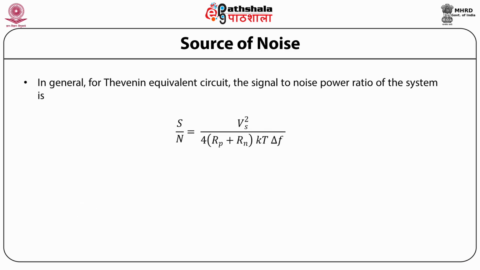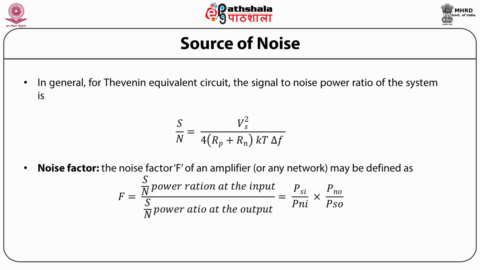So in general, for a Thevenin equivalent circuit, the signal to noise power ratio of the system is S by N equal to Vs square by 4 multiplied by (Rp plus Rn) kT delta F. Let us now discuss the noise factor.